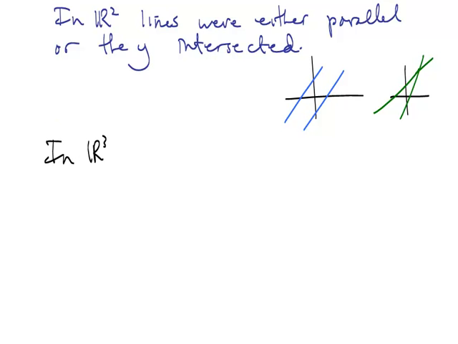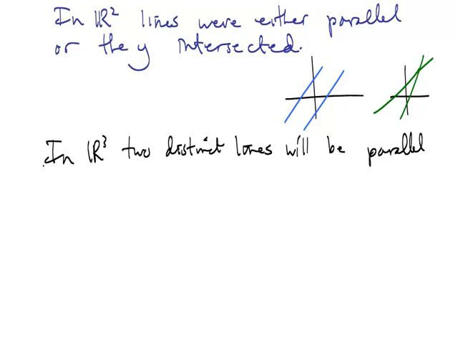In R3, two distinct lines will be parallel. So we still have that. They could have the same direction vector or parallel direction vectors. But they could also intersect, of course.